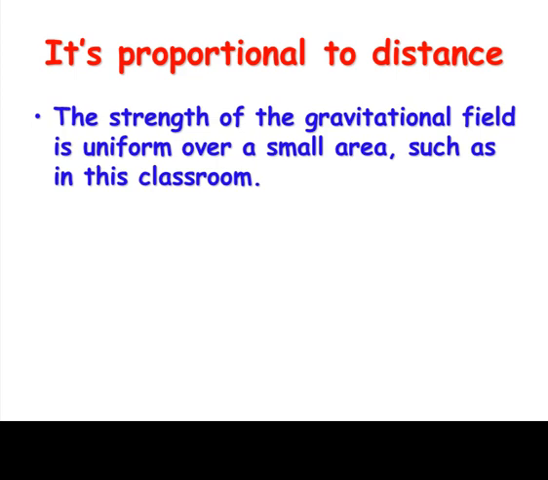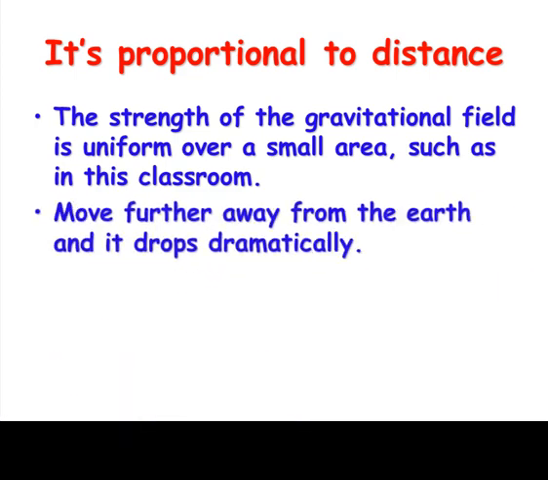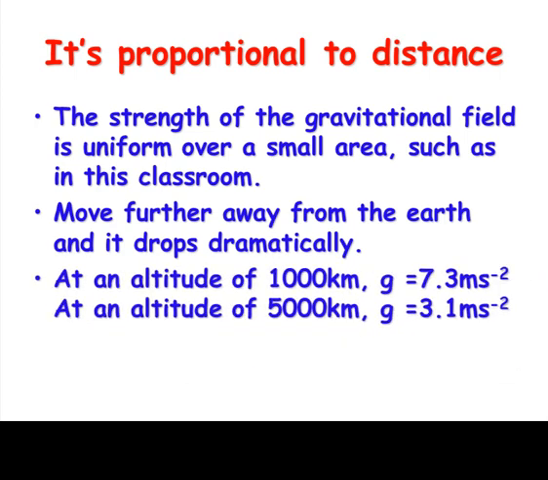In a space like within our classroom, it's going to be pretty uniform wherever we test it. But as we get further away, then it's going to drop dramatically. This is what we were just looking at in that diagram of the Earth and how the field lines spread out. So if we go to an altitude of 1,000 kilometers above the Earth, it drops to 7.3 meters per second squared, where normally it would be 9.8 meters per second squared at the surface on average. At an altitude of 5,000, so 5 times that, it drops to 3.1. Very, very weak gravitational field.